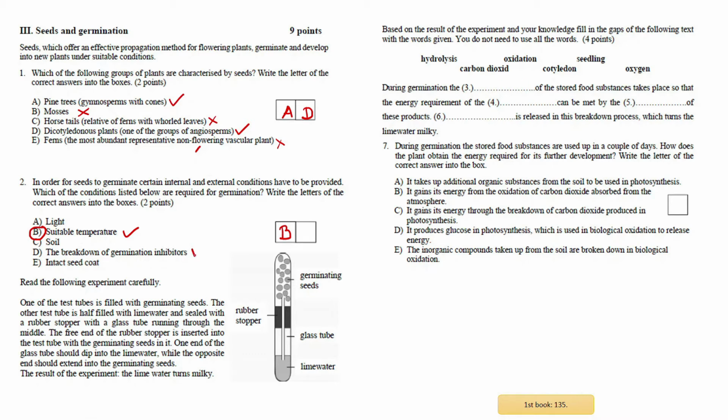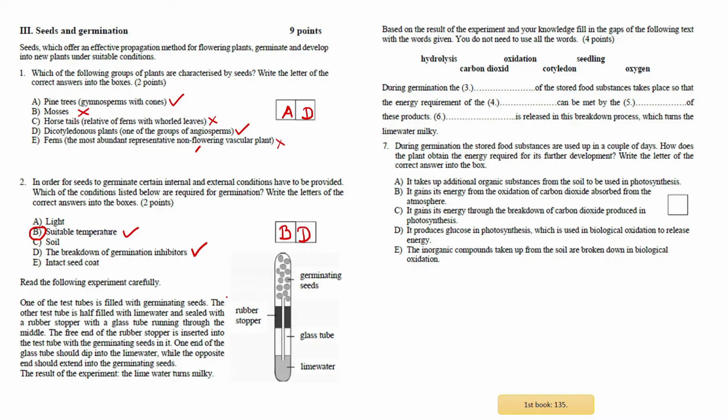So that's gonna be the other good answer, B and D. Try the following experiment carefully. One of the test tubes is filled with germinating seeds. The other test tube is half filled with lime water and sealed with a rubber stopper with a glass tube running through the middle. The free end of a rubber stopper is inserted into the test tube with the germinating seeds in it. One end of the glass tube should dip into the lime water, while the opposite end should extend into the germinating seeds. The result of the experiment, the lime water turns milky.